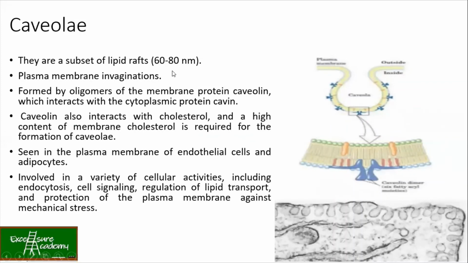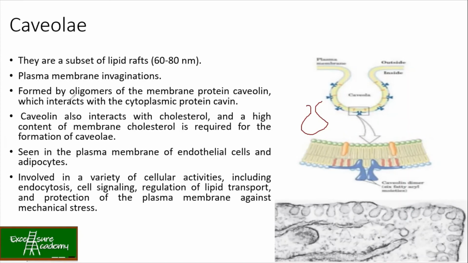Now in the case of the caveolae, they are also a subset of lipid rafts, around 60 to 80 nanometer. They give plasma membrane invaginations. Can you see in the figure? These proteins come to the membrane and they invaginate, they make it like this. Okay, can you see? This is the entire plasma membrane. So many invaginations are there.